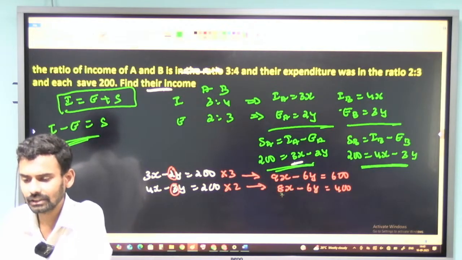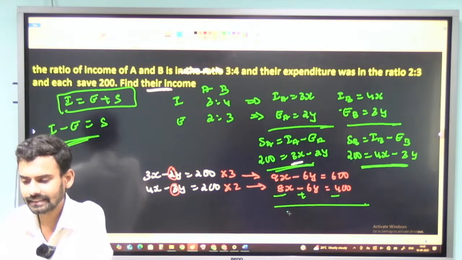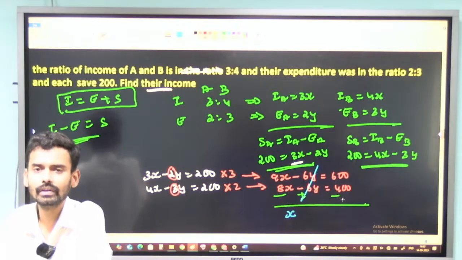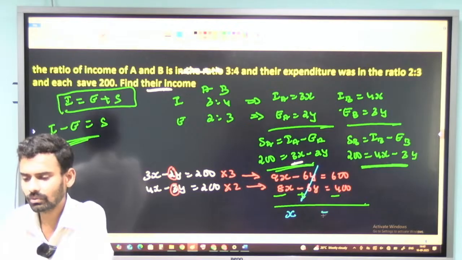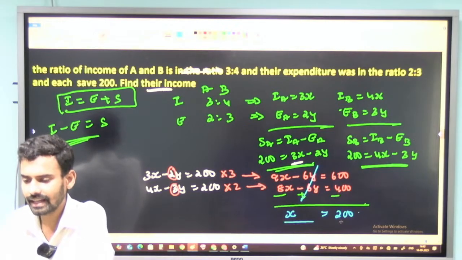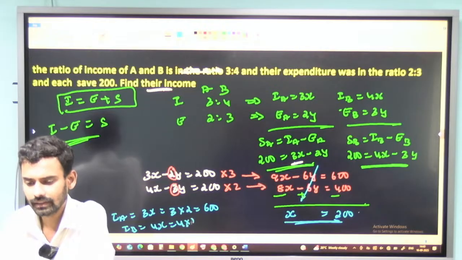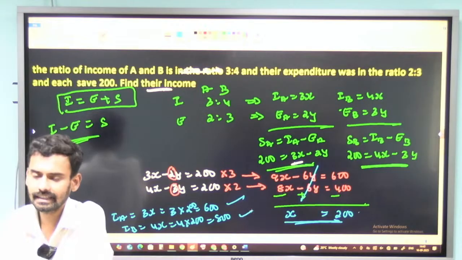So if I subtract these two equations, changing the sign, I will get 9x minus 8x is equal to x. I can cancel this plus 6y and minus 6y, and 600 minus 400 will be equal to 200. Now I have the x value. I can find income of A is equal to 3x, which is 3 into 200, that is 600, and income of B is 4x, which is 4 into 200, which is 800. So the answer for this question is 600 and 800.